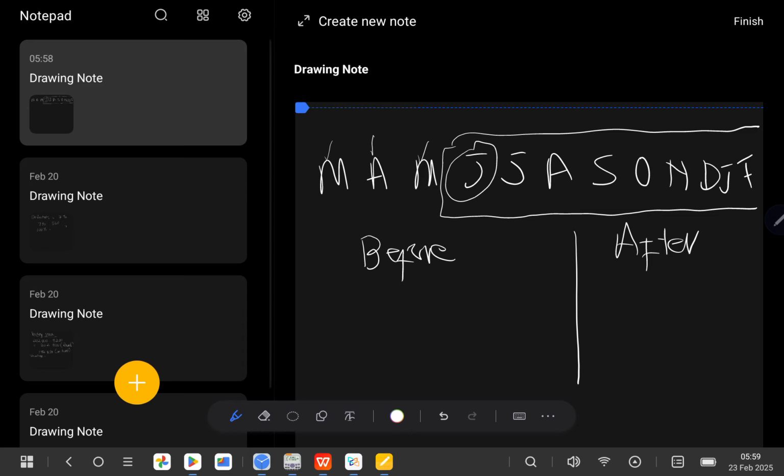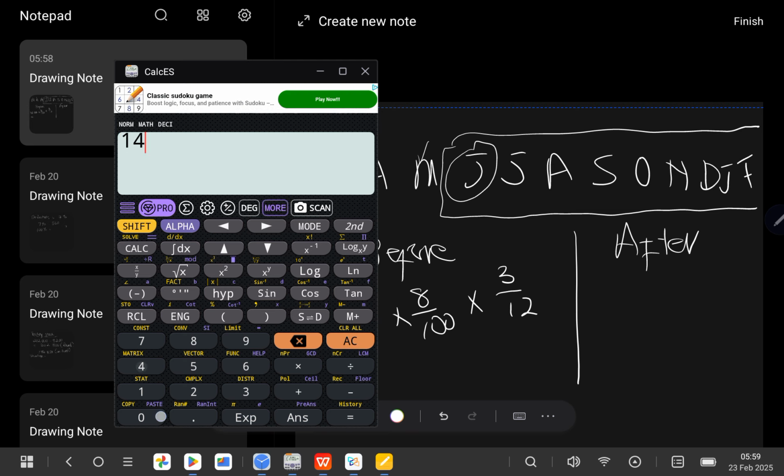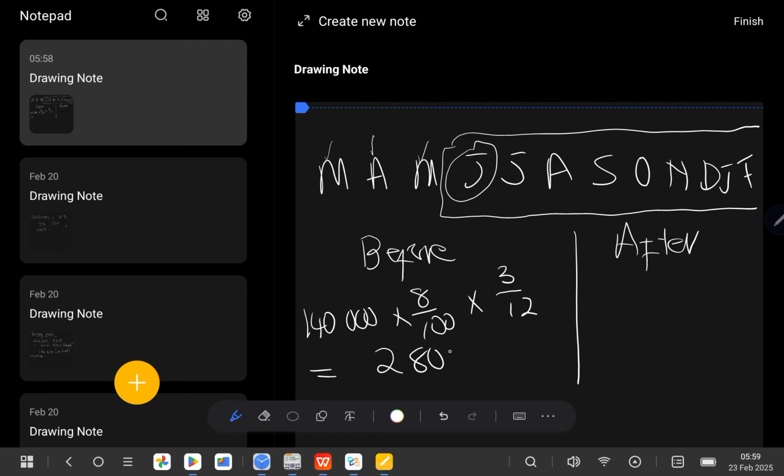So before it was 140,000. So 140,000 multiplied by 8 over 100 multiplied by 3 over 12. Let's see how much we are getting. 140,000, multiply by 8, divide by 100, and then multiply by 3, divide by 12. It gives us 2.8. So our answer here is 2,800.